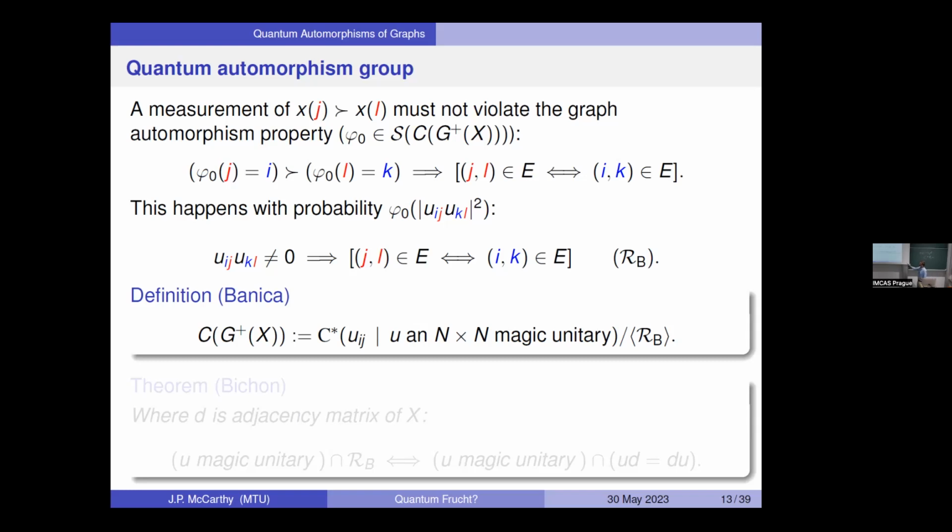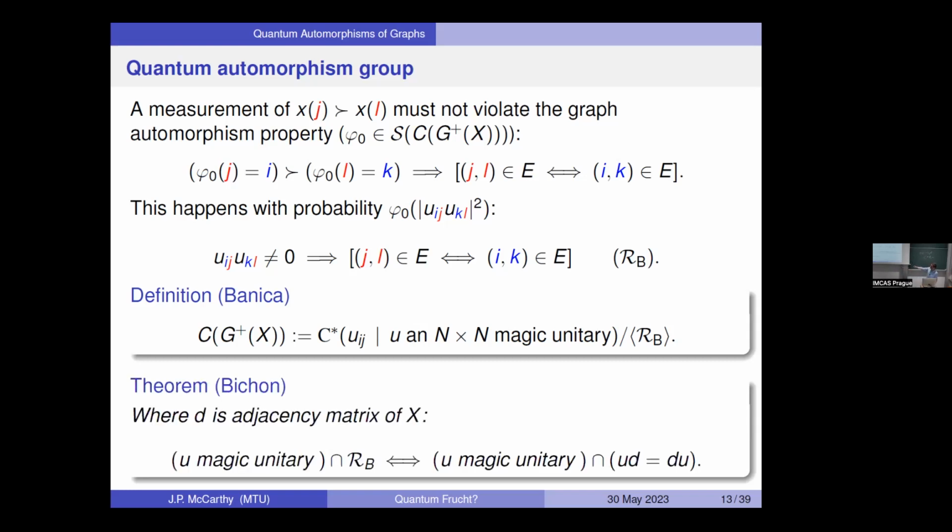Now, those of you who might have seen this before would expect UD equal to DU here. But in fact, as a theorem, Bichon showed that if you had a magic unitary satisfying Bichon's relation, it'd be exactly the same as satisfying this. So normally, to write exactly what Banica did, you'd write UD equal to DU here. But for my purposes, when I'm doing things with states, it's a bit nicer here. I have this kind of interpretation of the things being, locally, as it were, looking like graph automorphisms.